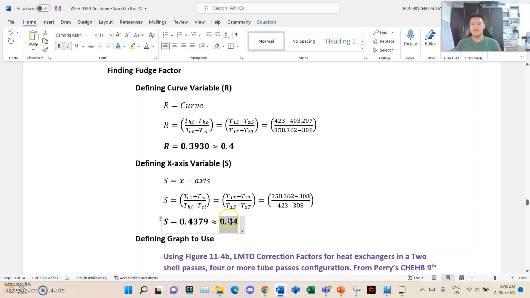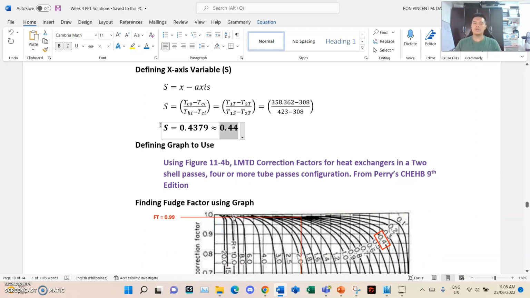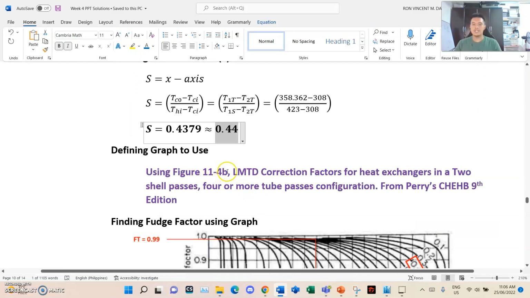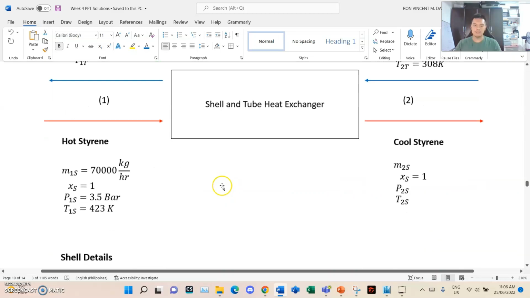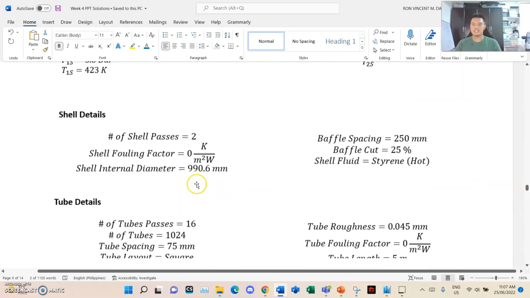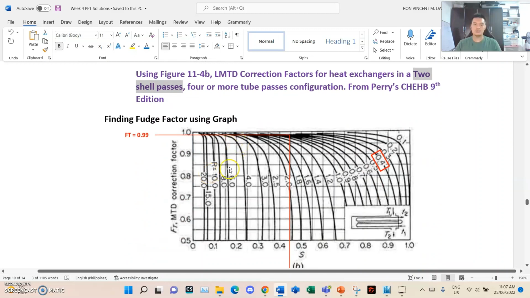Then we need to define what graph would be used. There are many types of graphs in Perry's Chemical Engineering Handbook with regards to the fudge factor. So I use specifically figure 11-4B, not A, not C, not D. I used the B graph because it is the LMTD correction factor for heat exchangers in a 2 shell passes with 4 or more tube passes configuration. The point is that there is a 2 shell pass graph specifically, and according to the problem, the shell has 2 passes. So that's why I use this graph, graph B of figure 11-4.